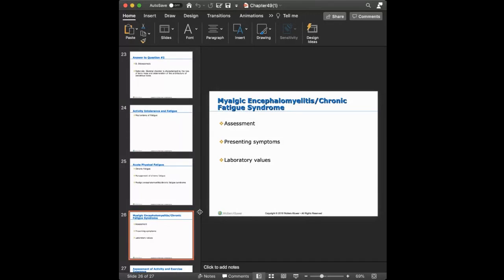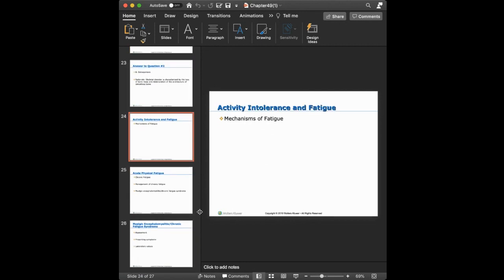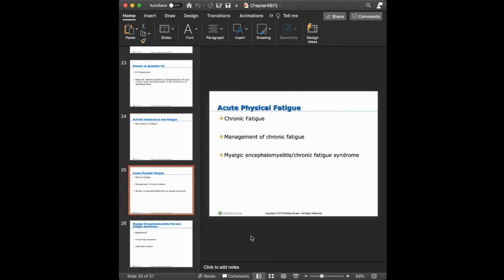All right. Let's talk about activity intolerance. What is activity intolerance? It's fatigue, right? The patient fatigues quickly with activity. They're tired after they work. They do some physical activity, and they're very tired.